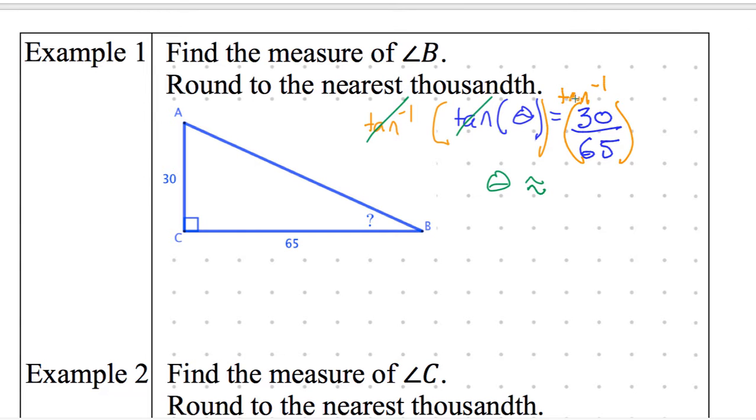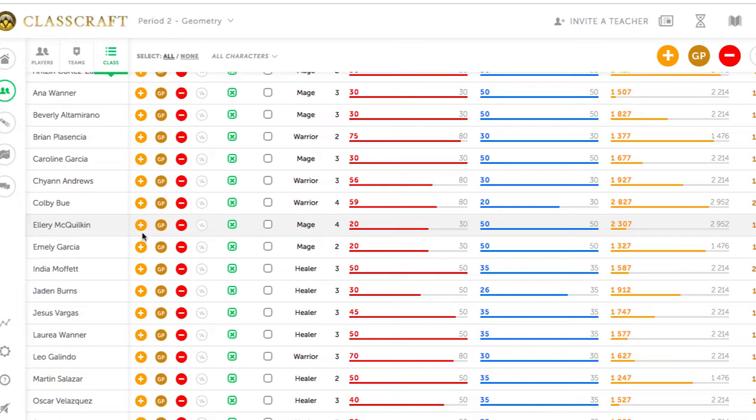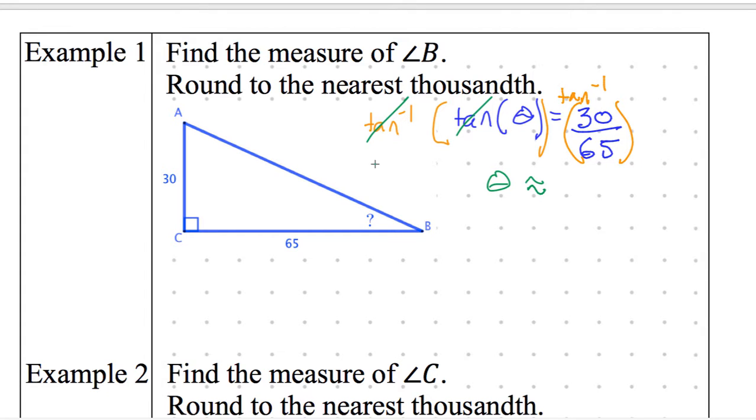So Ellery, you got your XP and marble. Someone new, someone that hasn't participated yet. There aren't many chances to participate in this lesson, so I need everyone to participate today. Even if you have participated, go ahead and do this on your calculator so you can be confident in your ability to use your calculator on your phone.